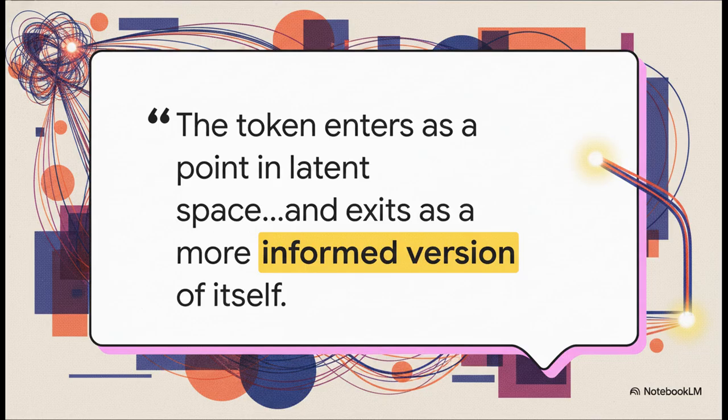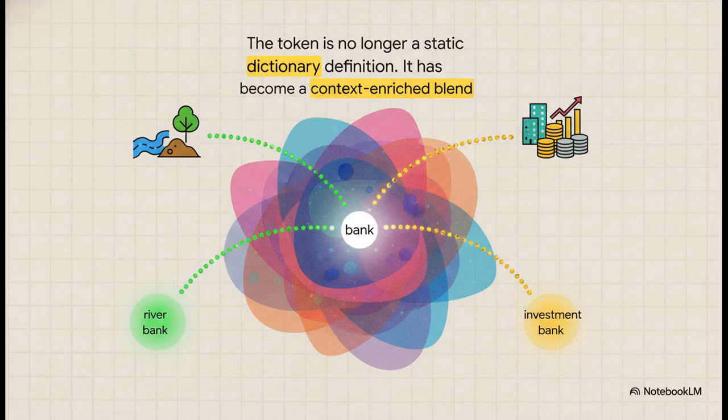After all that communication and all that internal processing, it has moved. It has shifted to a new, better-informed position in that space, a position that perfectly reflects its meaning in this specific sentence. And that right there is the whole point. This is the big takeaway. The token is no longer just some static dictionary definition of a word. It has absorbed the world around it. It's become this dynamic, context-rich blend of itself and its neighbors. The token for bank in riverbank is now literally in a different part of the meaning universe than the token for bank in investment bank. That's the rewrite. That's the transformation.